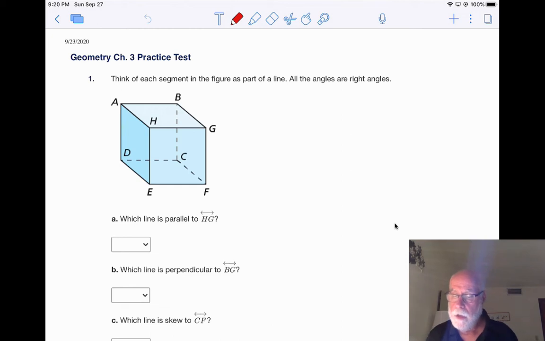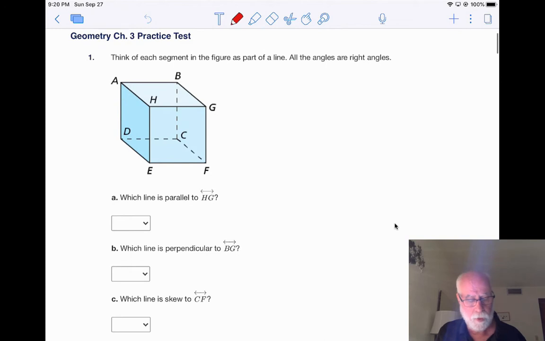Right, so here's a practice test. I told you I'd try this, see if it works for you any better. So problem number 1, think of each segment in the figure as part of the line. All angles are right angles. So on A, which line is parallel to HG?